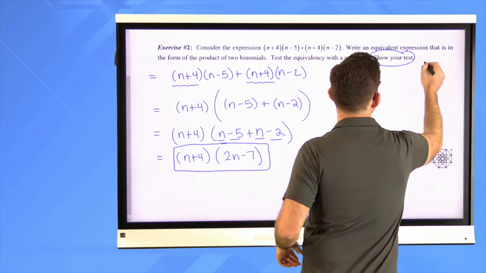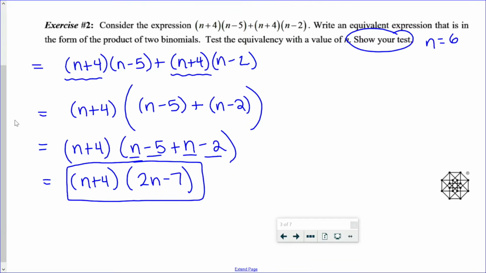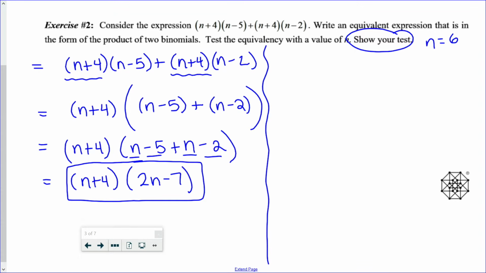All right, show your test. I'm going to go with n equals 6. Again, I'd love to use the value of n you used, but I have no idea what that is because I can't read your mind. All right, n equals 6. I'm going to plug it into the original expression, and I'm going to test it. Here we go. n equals 6.